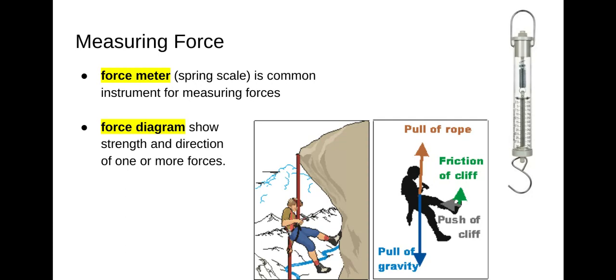A force diagram is the way that we can show the strength and the direction of the forces. So you can see the mountain climber. And what we can do is we can use arrows and we can show the different forces. So we have the force of the rope pulling him up. We have the pull of gravity pulling him down. We have him pushing off the cliff, and we have the cliff pushing back on him.